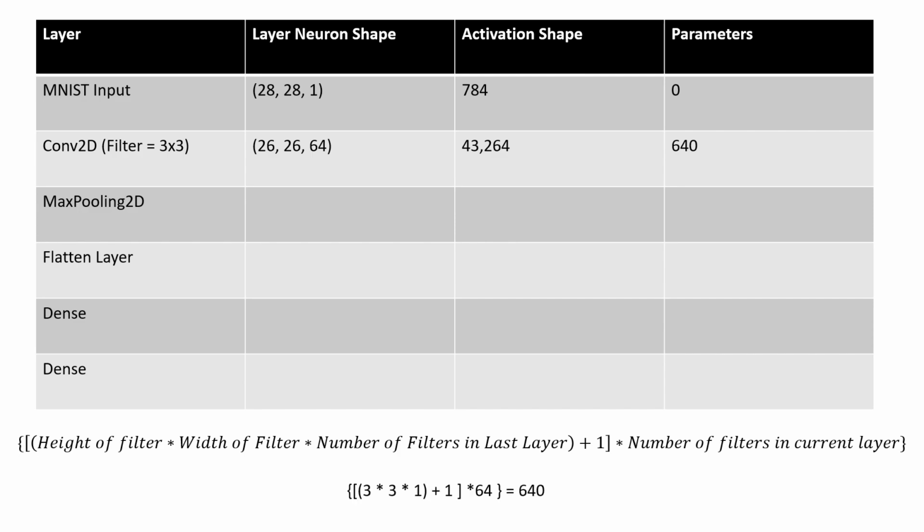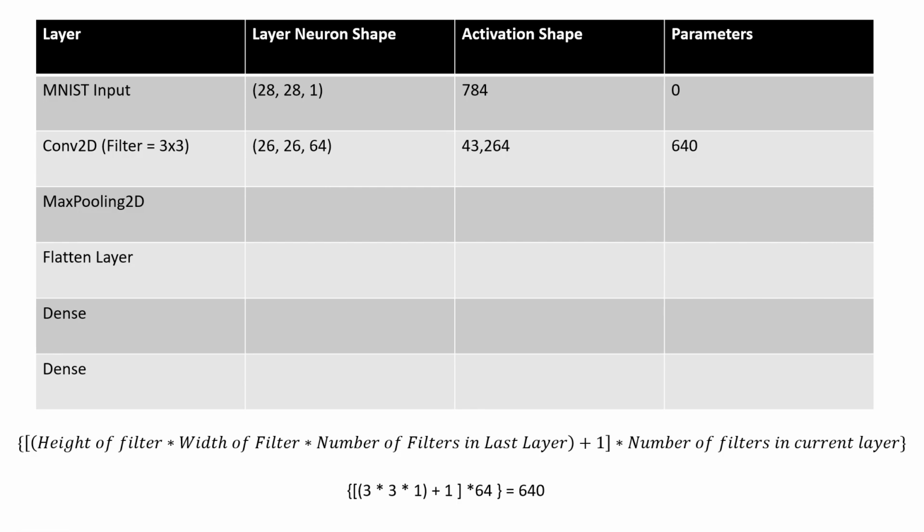So 3 into 3, why? Because my filter is 3 by 3, as you can see over here. The convolution is using a 3 by 3 dimension with 64 filters. So 3 by 3 into 1, why 1? Because that is the number of filters in the last layer, which was the channels of my neural network in the last layer, and that is 1 because it is a grayscale image. That entire thing is added with 1, which is my bias, and after that into 64. So 64 is the channels in the current layer. That is the dimension, and we get 640. That is the math of calculating the parameters.